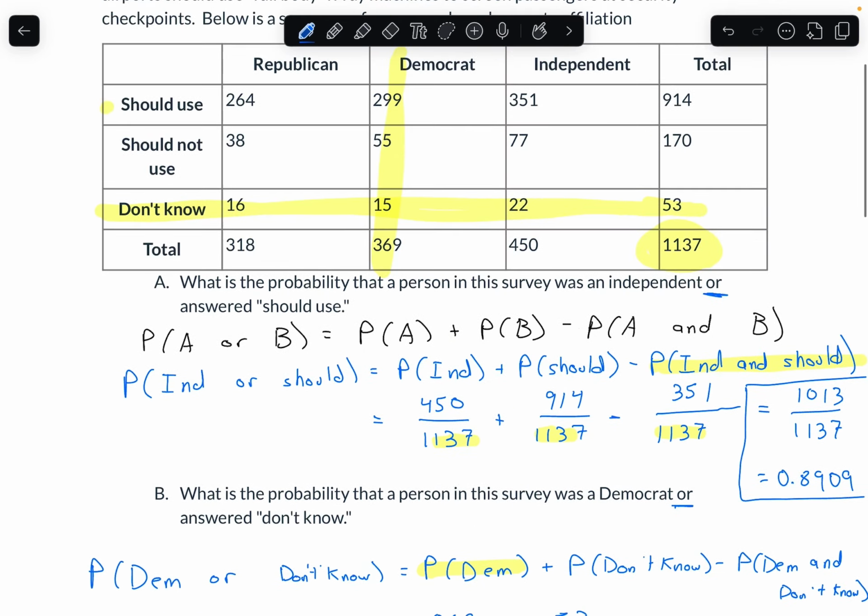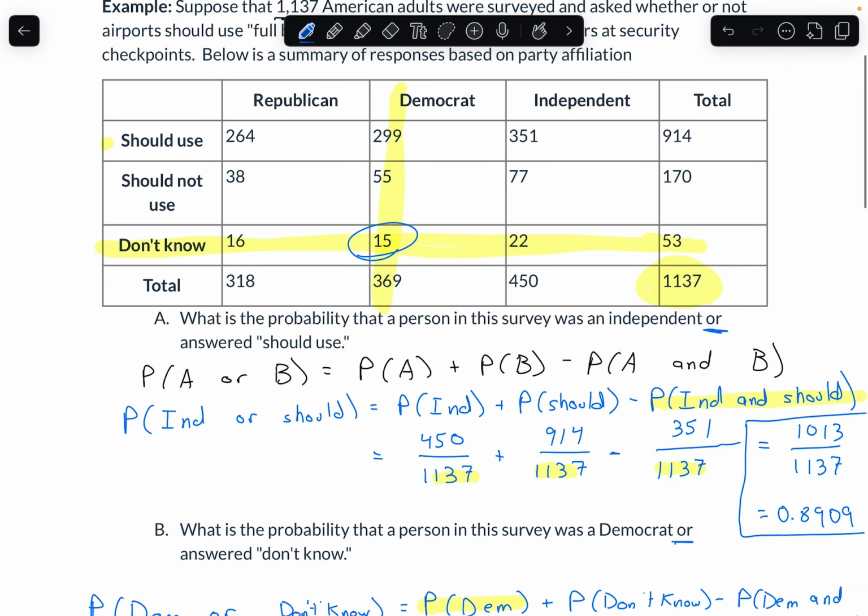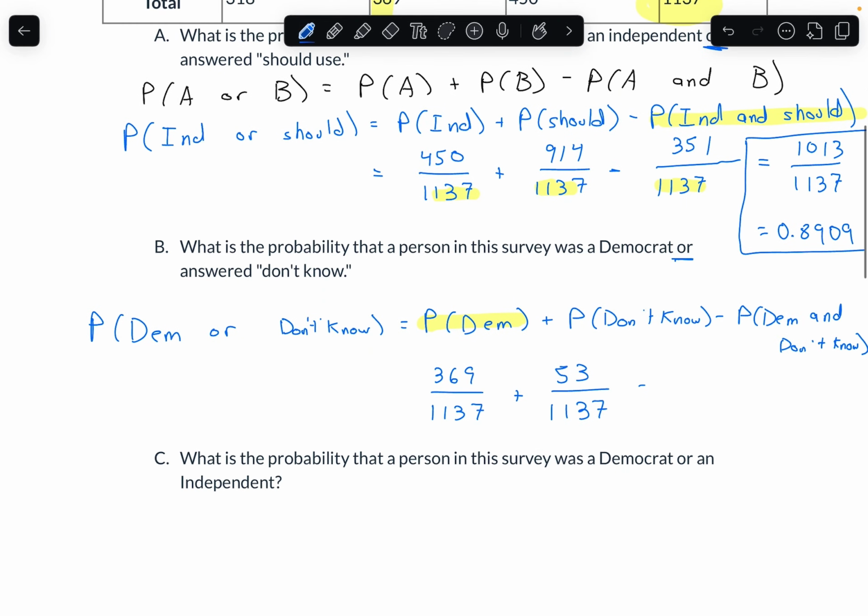So how many Democrats said that they didn't know? Well, there are 15 of those. I'm looking at that overlapping region between the two, the intersection sometimes it's called, between those two variables. So 15 out of 1,137. And what's nice is, because we have the common denominator of 1,137 for each of these, you could just take 369 plus 53 minus 15 over 1,137. That would work as well.